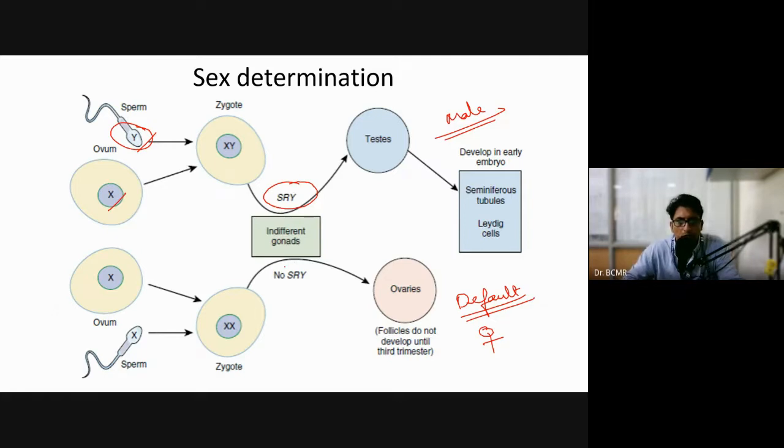So, if there is no SRY, then the gonad will develop a structure which is indifferent, or you can also call it bipotential. And if there is no SRY, it results in the development of ovaries, in which you will also have the eggs. Whereas if SRY is present, then testes and other male organs are developed, and it will produce sperm.